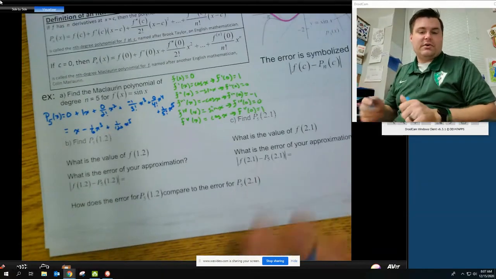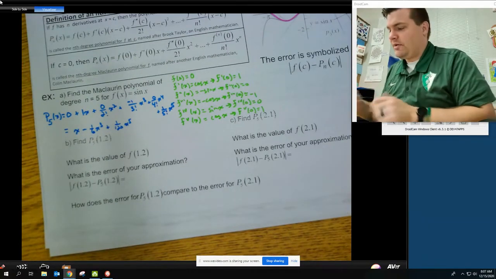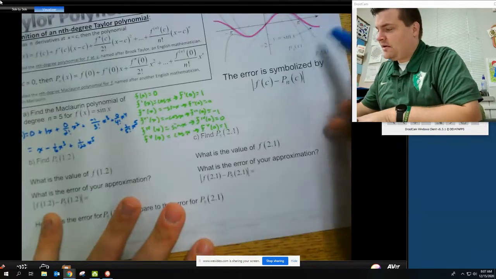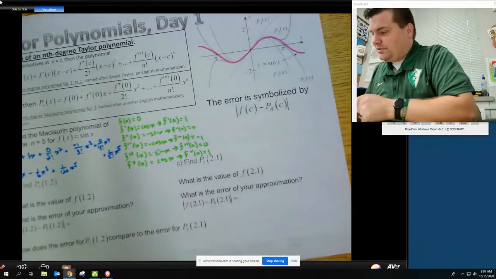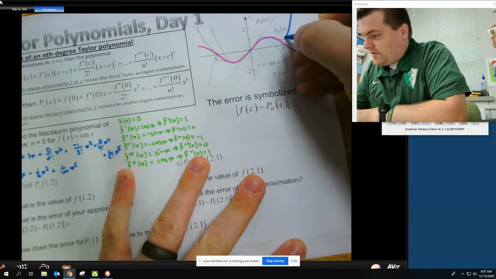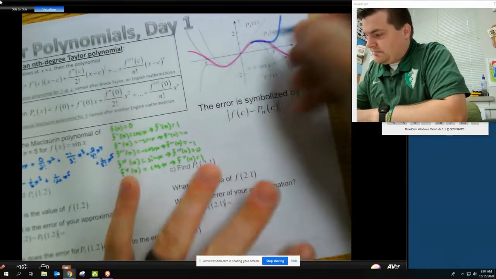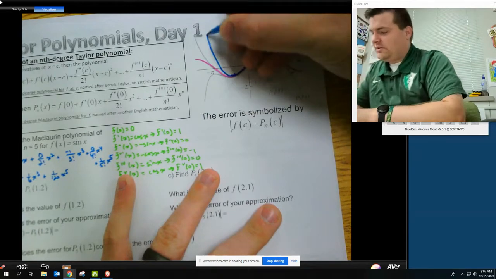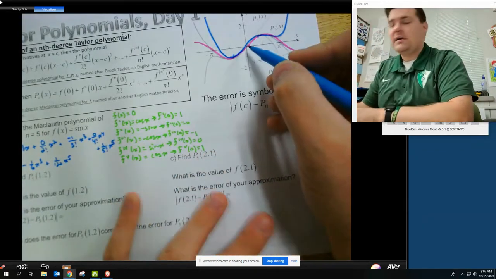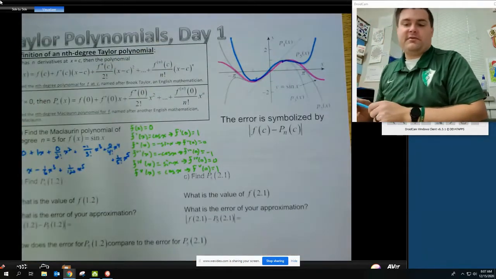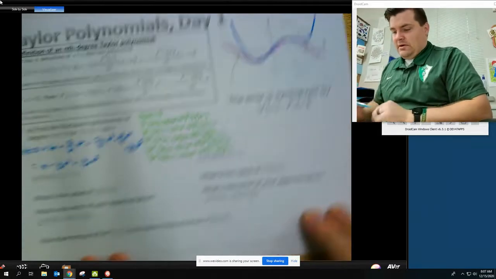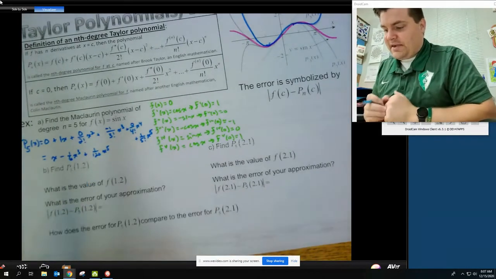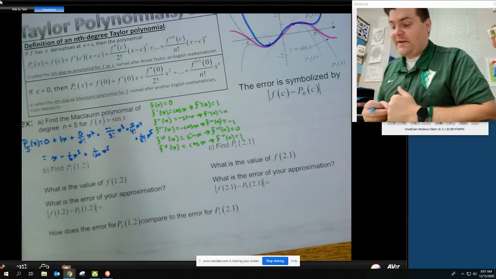Okay? So if we were to go ahead and graph it, I don't need to sketch it because it is right here. I would get this blue guy right here, which, again, you see, matches sine really well towards the center, not so much as you get further and further away. All right, so find p sub 5 of 1.2.